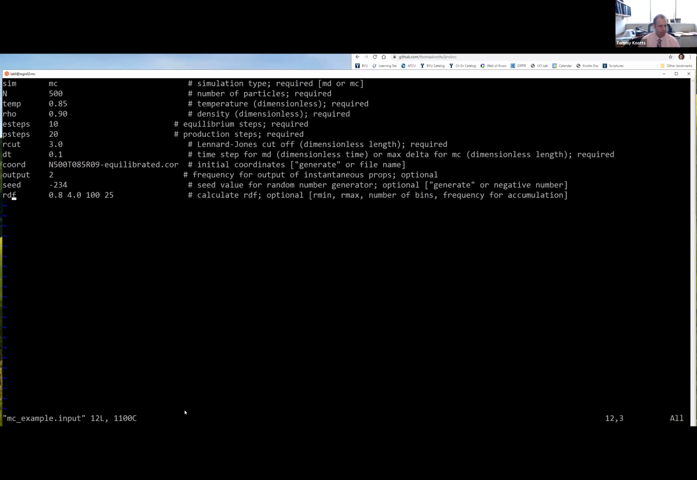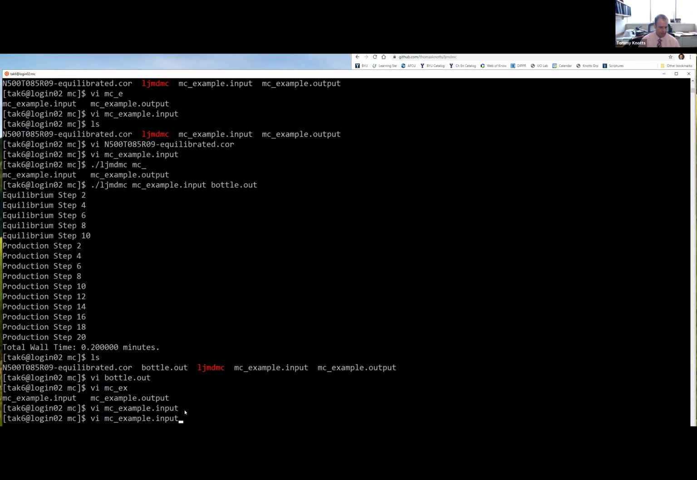And I'm going to change this number right here. I never calculated an RDF because I had this higher than the number of steps I did in equilibration of production. So I'm going to make this maybe, let's do 5. That'll give me a couple. When you hit up or down arrow, you can go through your previous commands.